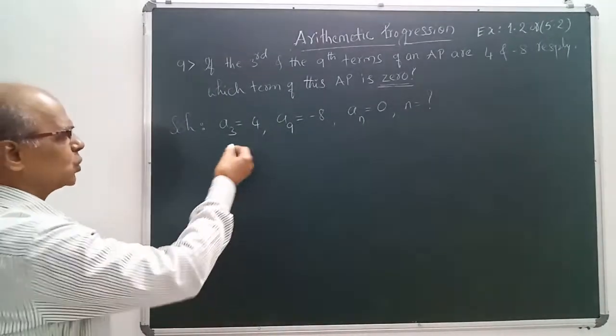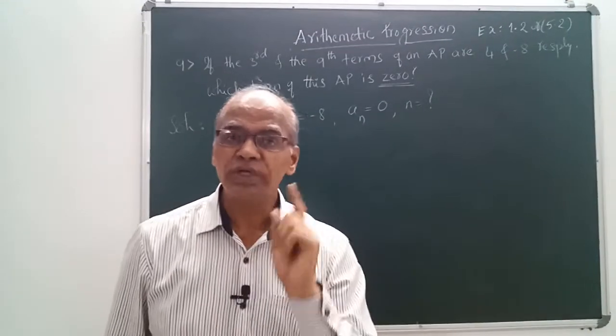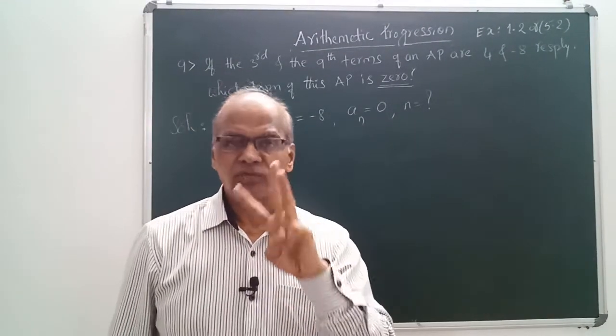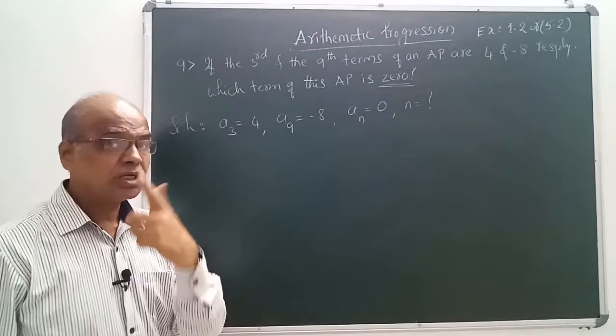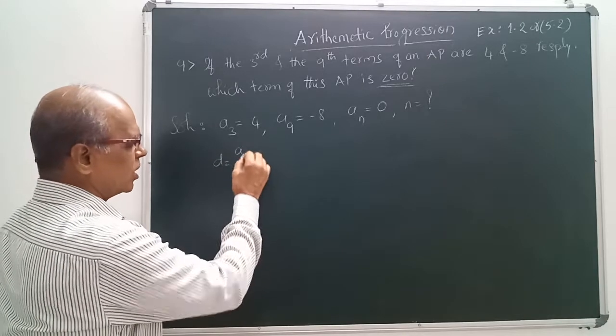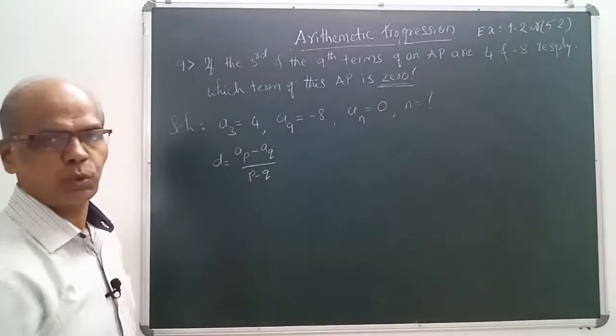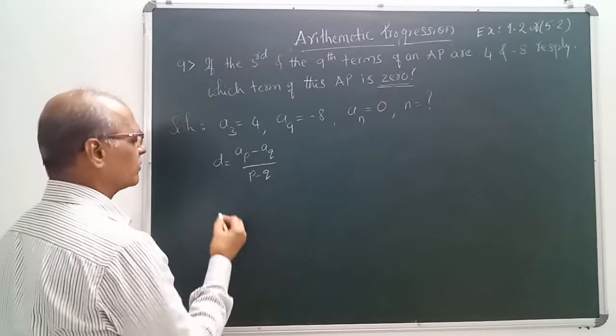Okay, now as I told you, to find d, use the list of formulas I have given in the first video. There are 3 formulas to find out d. The easiest one I have also told you. What is it? d is equal to AP minus AQ divided by P minus Q. This is one of the formulas.